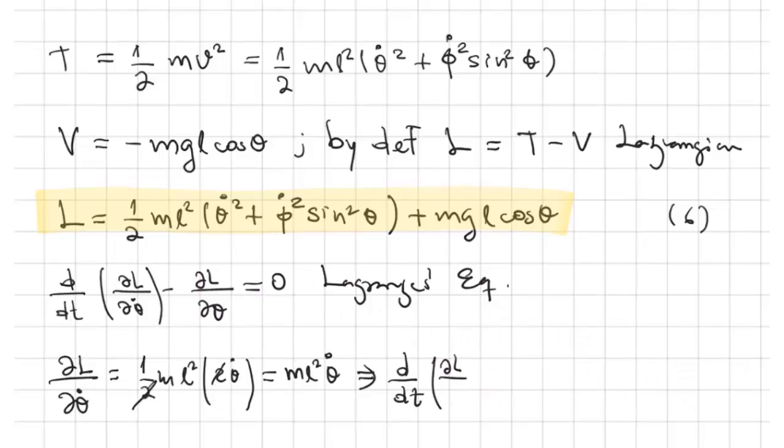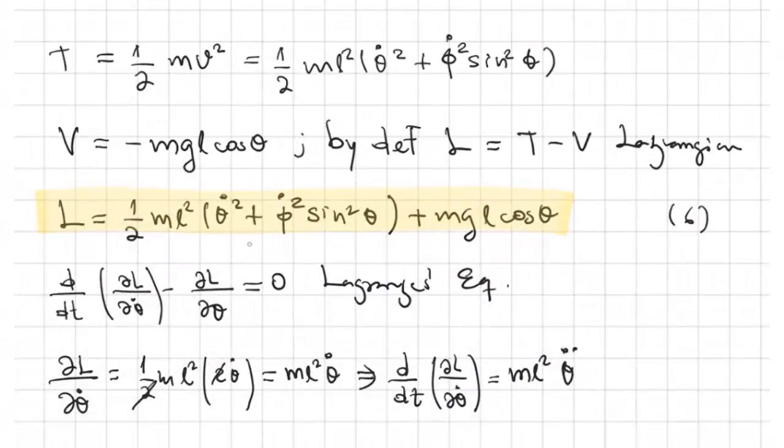That would be the derivative with respect to time of dL/dθ̇, that would be mL²θ̈. And the derivative with respect to θ would be 1/2 of the mass L², that would be the derivative with respect to θ of this expression.